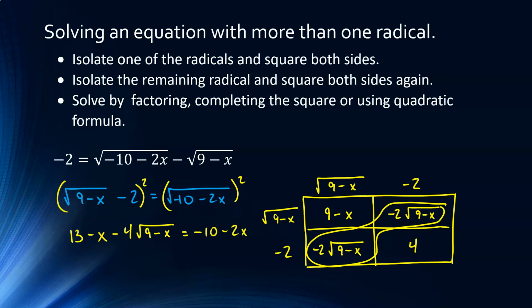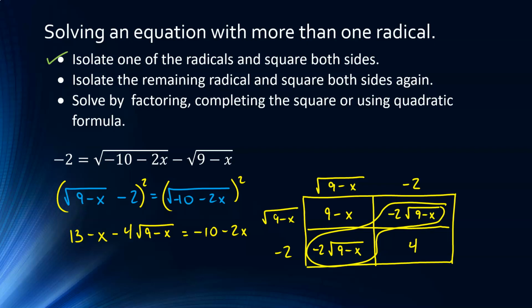You with me so far? I hope so. I just want to take a minute and go back up to those bullet points. So we did this first one. We isolated one of the radicals and we squared both sides. Remember I said that there's going to be remaining radicals. So we need to isolate that remaining radical and square both sides again.